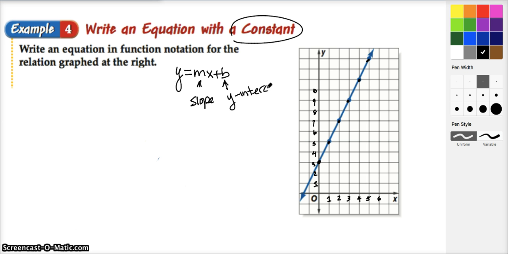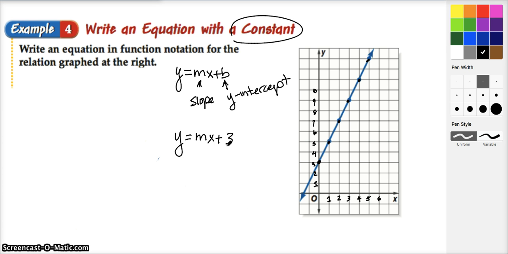We've discussed intercepts before. The intercept of a line, we can have an x and y intercept. Where it hits the y-axis is the y-intercept, and where it hits the x-axis would be the x-intercept. This particular equation, y equals mx plus b, only talks about the y-intercept. So where is the y-intercept for our line here? It's at 3. So I'm going to replace the b with the number 3.